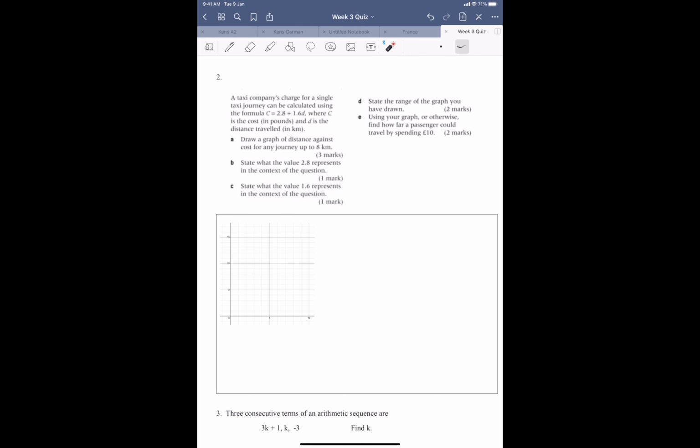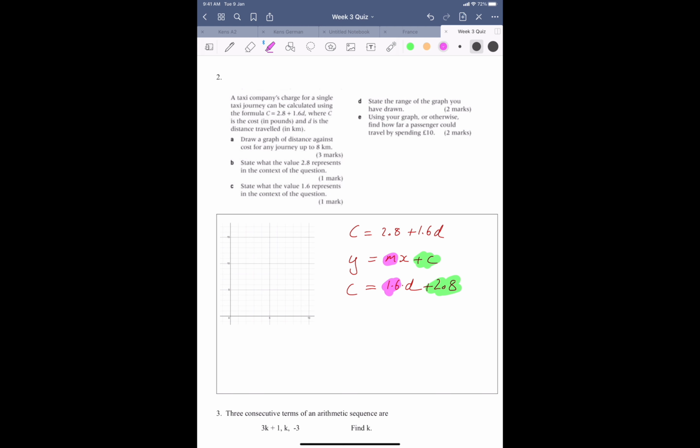Okay, so let's have a look at this question. Taxi companies charge for a single taxi journey, and you have a particular formula here. This is C equals 2.8 plus 1.6D. If we compare it to y equals mx plus c, that will be cost equals 1.6 times D plus 2.8. So you can see maybe how these are connected. That will be the y-intercept, and this is the gradient.